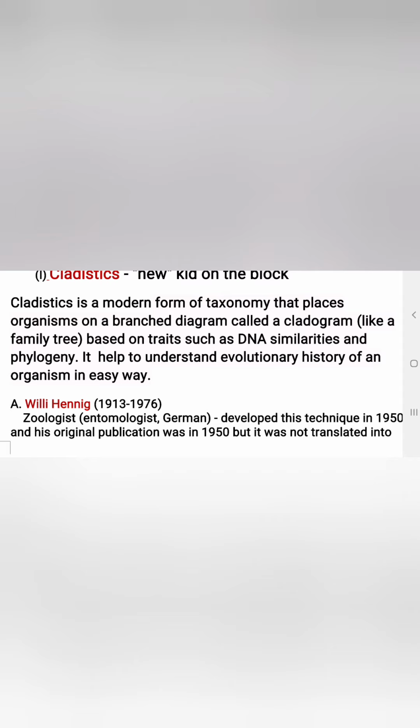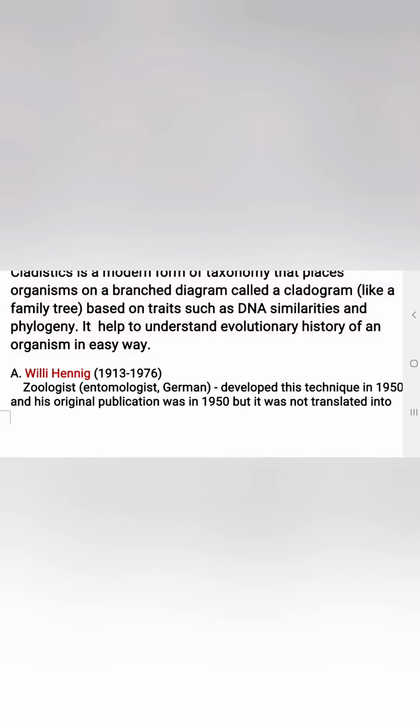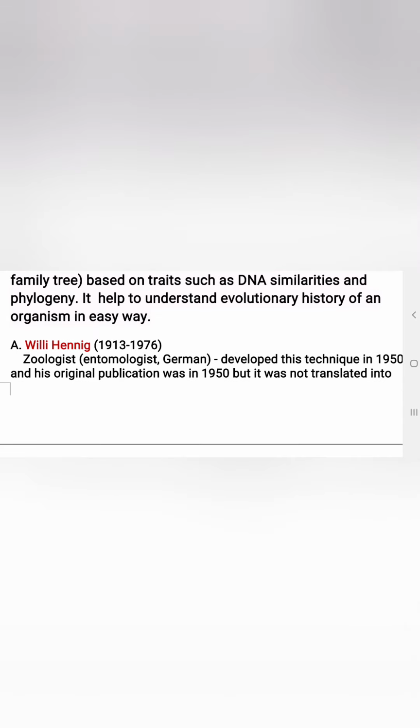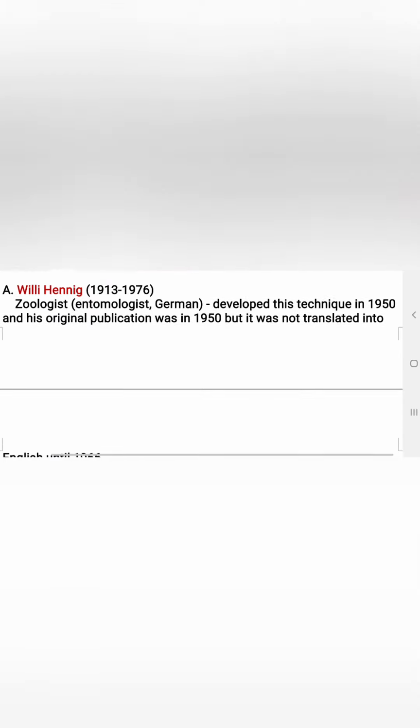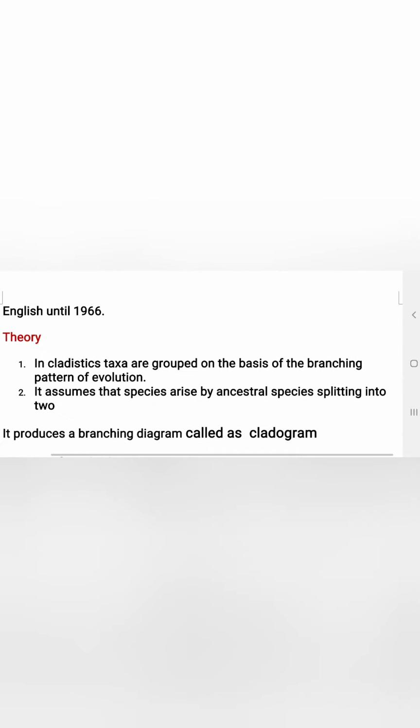So very simple, it is a family tree where we consider the evolution of an organism, how the traits diverge from the ancestor and what types of traits remained or were inherited by the plants. So here we consider similarities at the gene level along with the evolution of an organism. Students, Willi Hennig, a zoologist from Germany, developed this technique in 1950, but it was not translated into English until 1966.